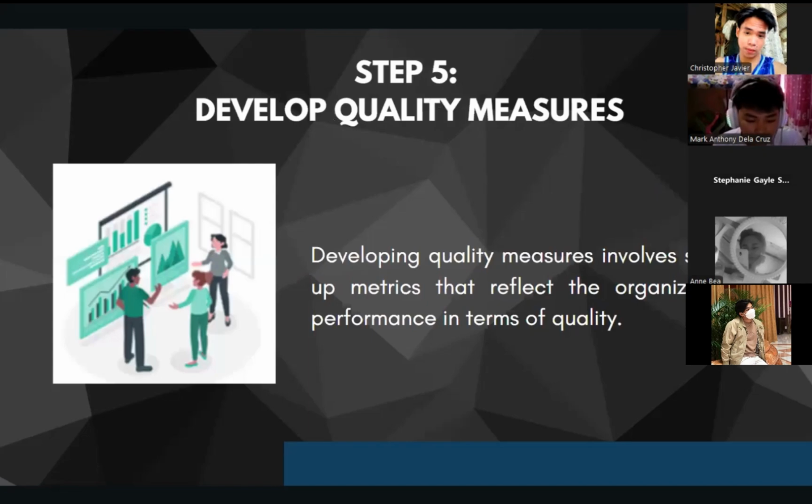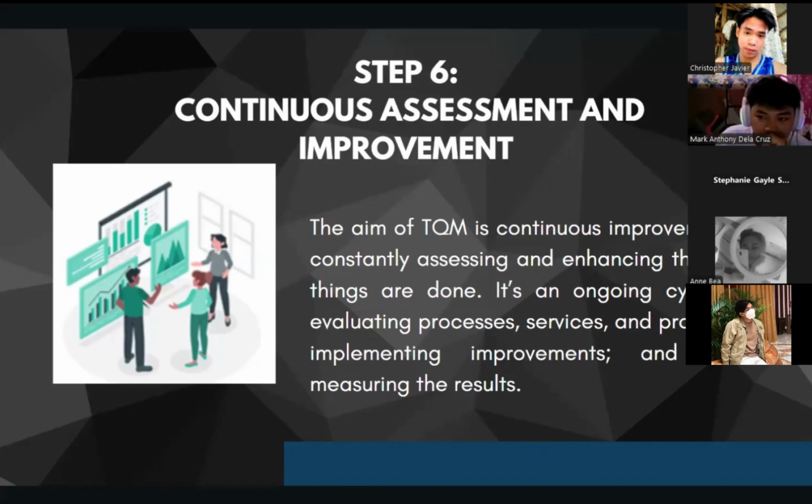Step 5 is develop quality measures. To know if you're moving in the right direction, you need to measure progress. Developing quality measures involves setting up metrics that reflect the organization's performance in terms of quality. These metrics act as signposts along the journey, showing how far you've come and where you need to focus your efforts.